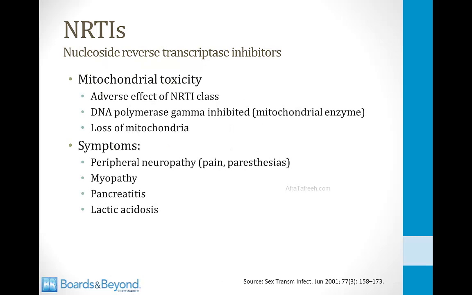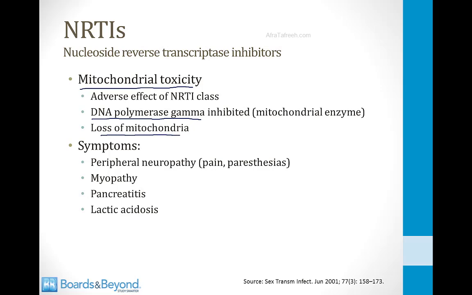An important side effect of nucleoside reverse transcriptase inhibitors is mitochondrial toxicity. So recall that mitochondria have their own DNA. Some people think that mitochondria may have evolved as very small bacteria that became incorporated inside of eukaryotic cells. But however it happened, the mitochondria have their own DNA, and they have an enzyme called DNA polymerase gamma that helps synthesize DNA for the mitochondria. And this enzyme can become inhibited by the reverse transcriptase inhibitors in the same manner that reverse transcriptase gets inhibited. And when this happens, you can lose mitochondria.